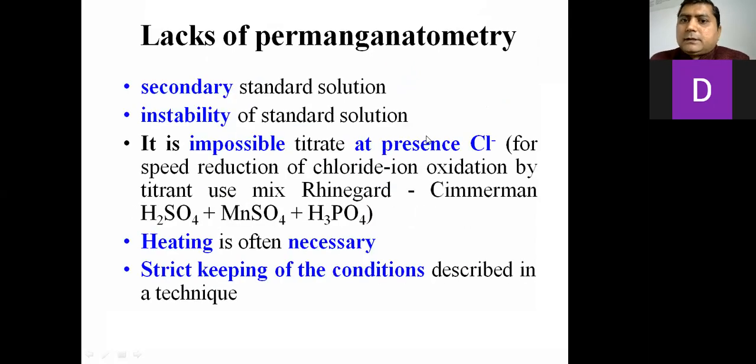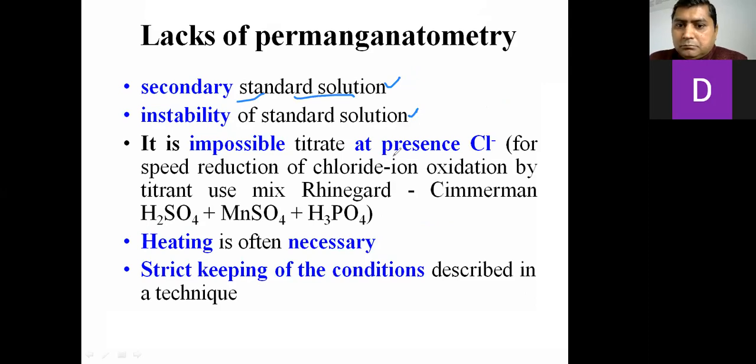Now the lack of potassium permanganometry. Because it is a secondary standard solution, the primary standard is not there. Potassium permanganate is a secondary standard solution. So that is the lack, meaning the disadvantages, and the instability of a standard solution.